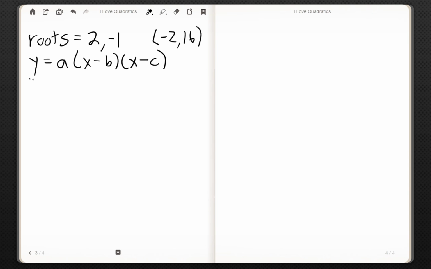So what we're going to do is x and y we have right here, and b and c we have right here. So y of 16 equals a times x of negative 2. Remember, x and y are always the additional point we're given on the graph. Since that was the point, we're substituting the x, y values of that point into the equation, which is going to already have the roots in it. So x of negative 2 minus the first root of 2, and then x of negative 2 minus negative 1, so plus 1.